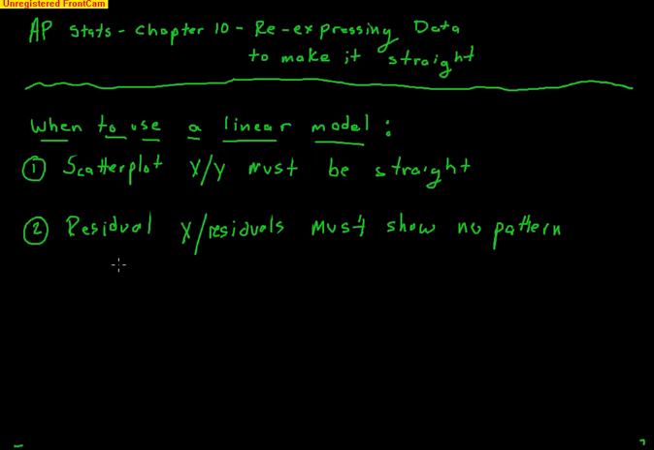a linear straight model. Remember, the residuals, by the way, to find a residual, you do the actual y's minus the predicted y's, and our calculator makes that list for us, and then we just have to look at it against the x's to check the residual plot out.